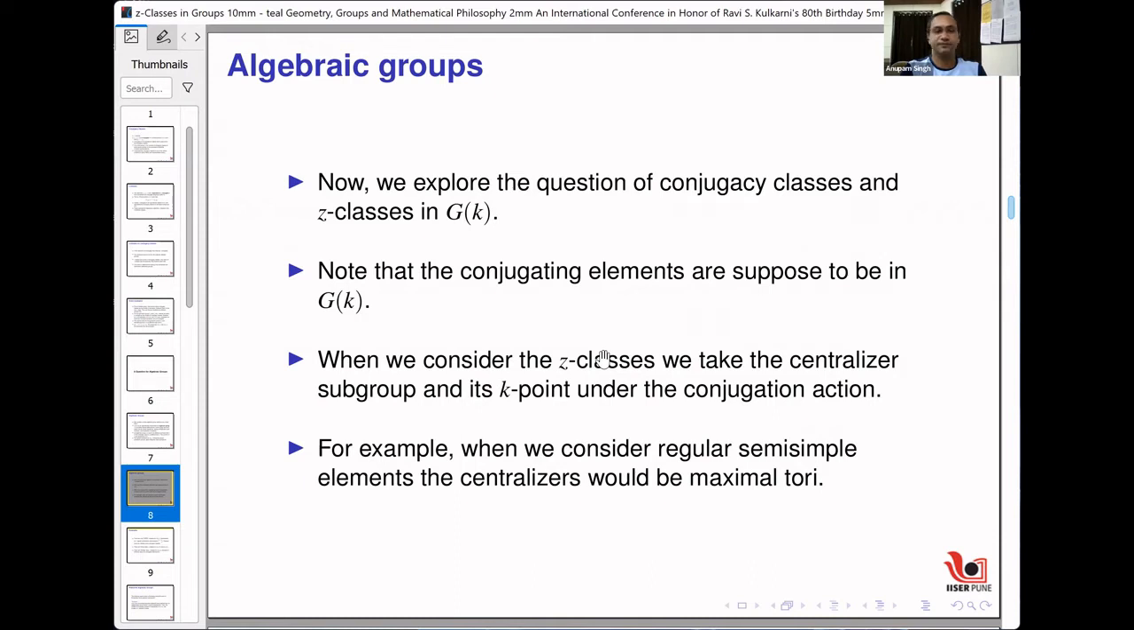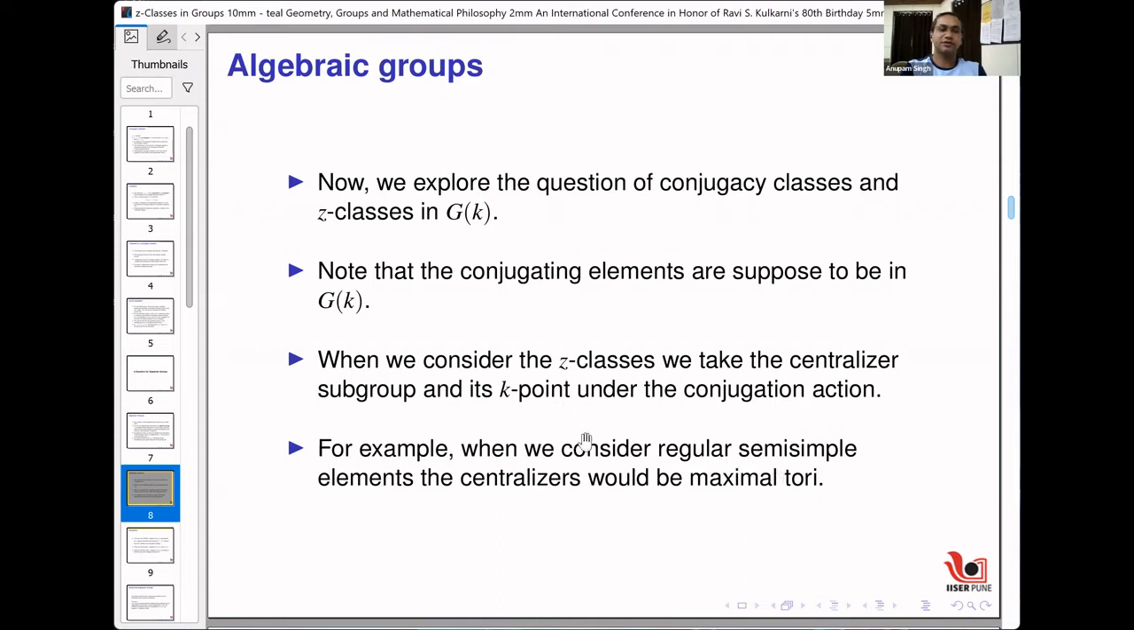For example, if I want to look at regular semisimple elements, in GL_n, the regular semisimple would be a diagonal element which has all distinct entries on the diagonal. So that's an example of a regular semisimple element. If I look at its centralizer, you will see that the centralizer is the diagonal subgroup. In general, one can generalize that idea. It's supposed to be a semisimple element with minimal dimension centralizer.